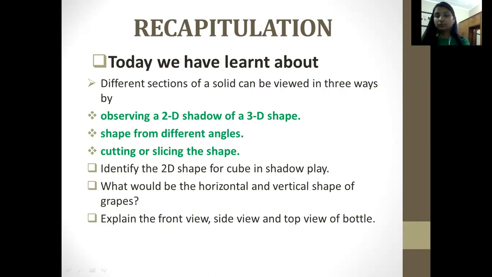I was asking you to discuss the ways, that were three in number, which we have done in today's class. First was observing a three-dimensional object, converting it into a two-dimensional shape by using a torch or beam of light, as we have done in the beginning. Then we converted the shapes to different angles. We noticed the shapes from different angles, which I showed you with the help of a cuboid and a hut also.